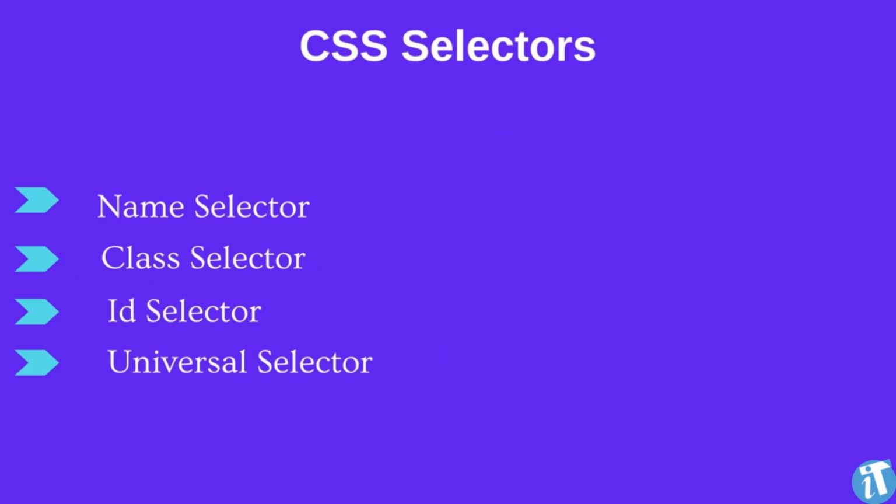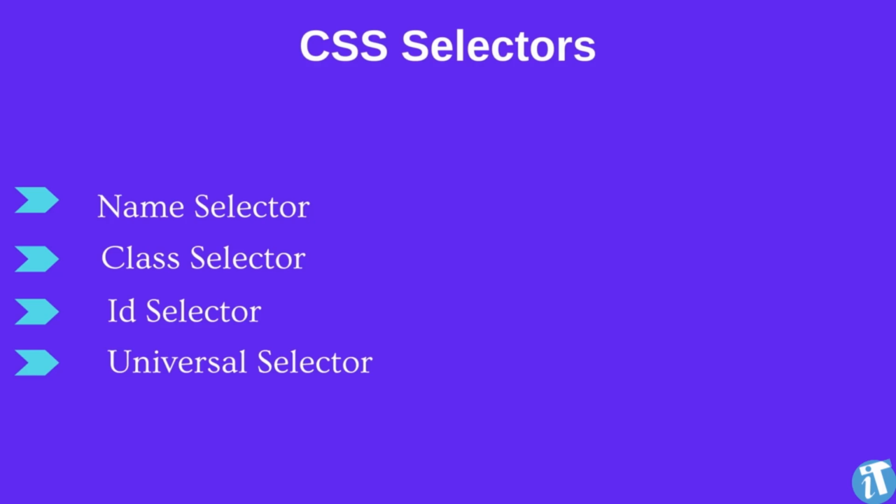The name selector is something where you will pass the name of the particular tag for which you want to apply the styles. For example, if I want to make some styles for the heading h1 or h2, I will use h2 as the name of the tag, and inside these I will put all these styles which I want to put for that particular tag.